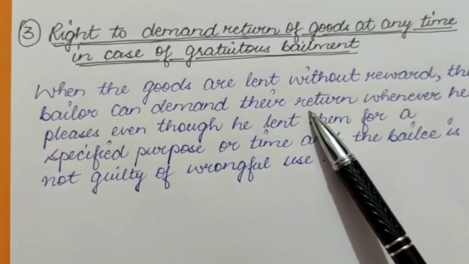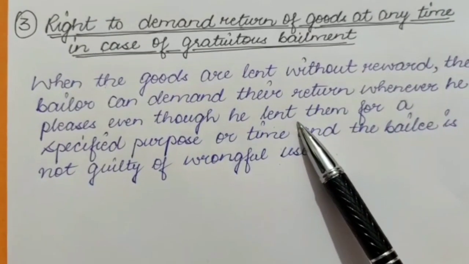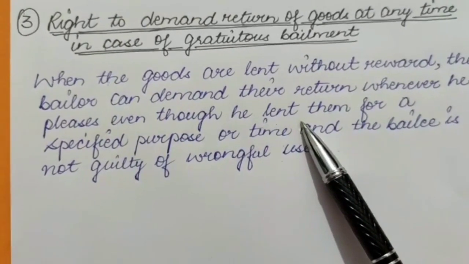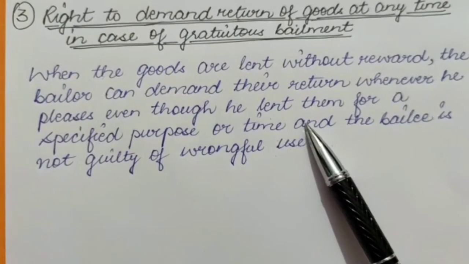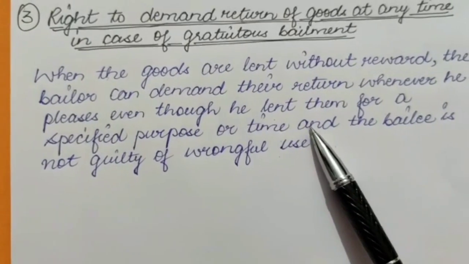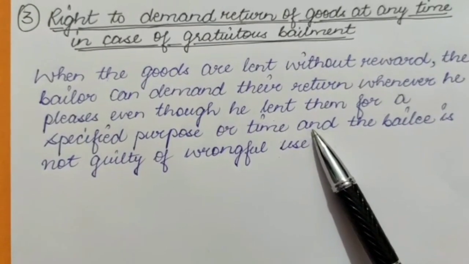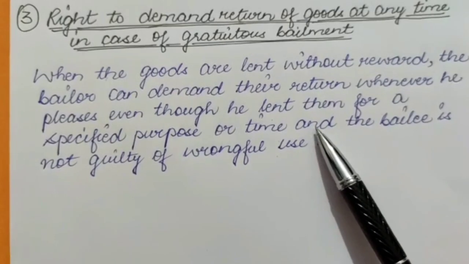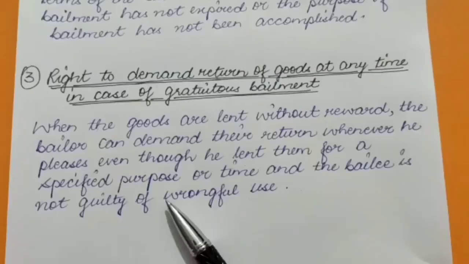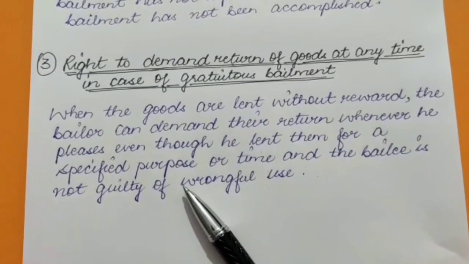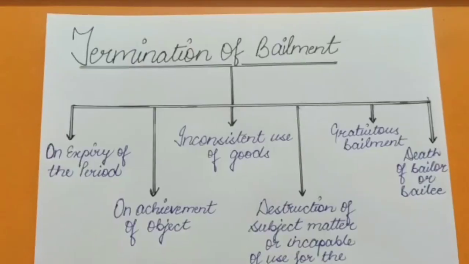But in this, if the premature return of goods causes the bailee loss in excess of benefit actually derived by him from the use of such goods, the bailor must indemnify the bailee for the amount in which the loss occasioned exceeds the benefit derived. So, here we have completed rights of the bailor.